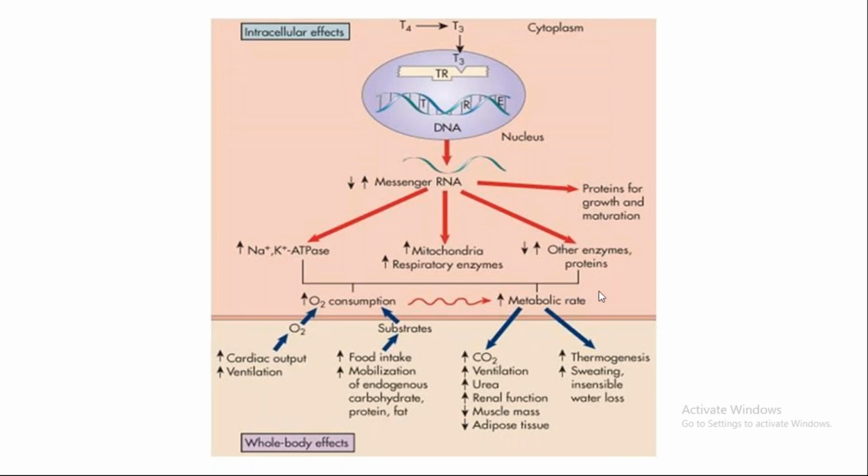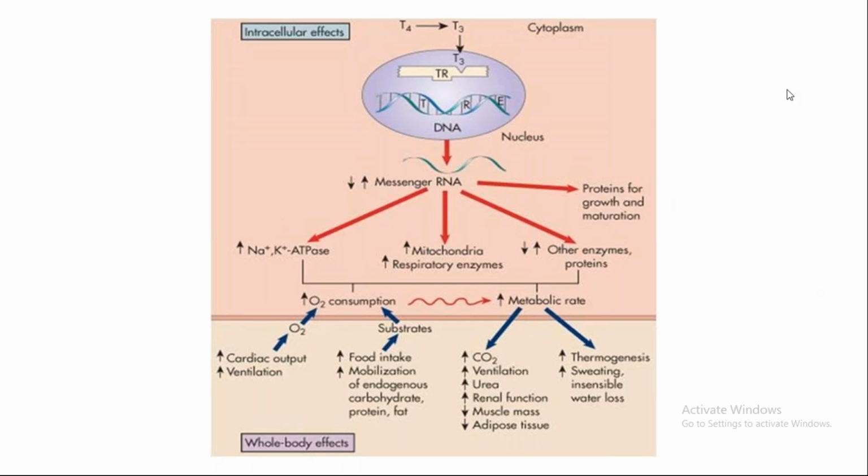When the metabolic rate increases, all the enzymes are functioning. Ultimately, that will lead to waste products like carbon dioxide. And when carbon dioxide is increasing, it will increase the ventilation, increase the urea, increase the renal function, decrease the muscle mass because of the protein catabolism, decrease the adipose tissue, lipolysis takes place, and it increases the body temperature. And when the body temperature is increasing, that will lead to sweating and vasodilation, and increases the insensible water loss. Insensible water loss means the water is being lost from the body, which cannot be measured.